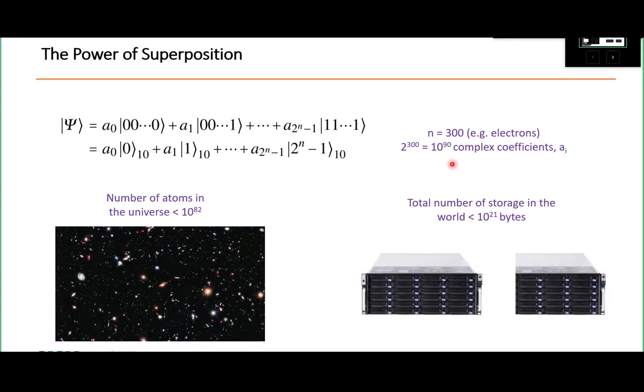How much information is that? We only have 2 to the power 82 atoms in the universe. In the world at this time, we only have 10 to the power 21 bytes of information. Even if you can represent a complex number using 1 atom or 1 byte, you see that we cannot even encode the quantum information of 300 electrons. That is another perspective. So the superposition is very powerful. It contains a lot of information.